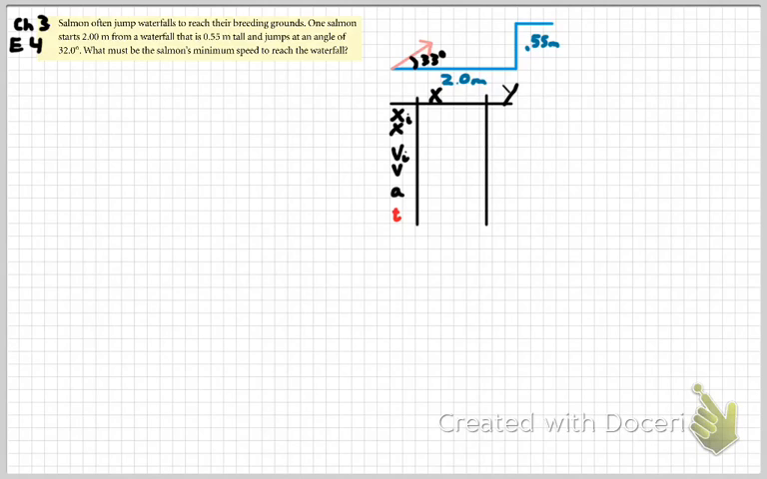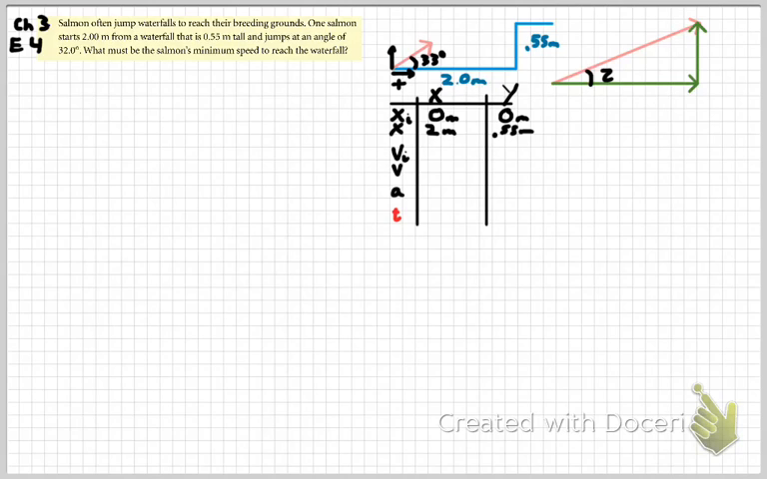So we first draw our picture, and then we set up our chart with our x and y coordinates. We choose our coordinate system, positive x in the horizontal direction, positive y upwards, starting from where the salmon leaves. Our initial position in the x direction is 0, and the initial position in the y direction is 0. Then we get our final positions.